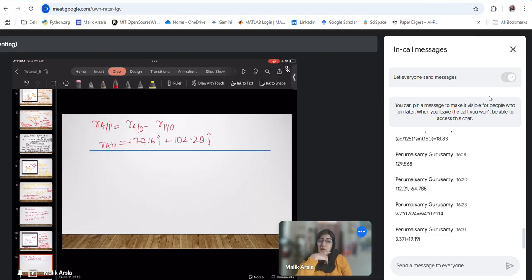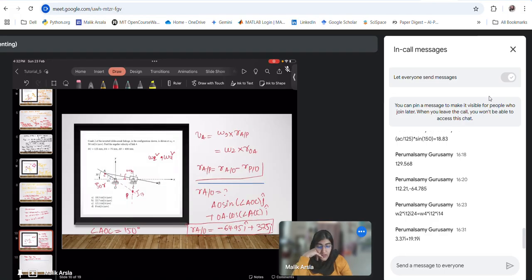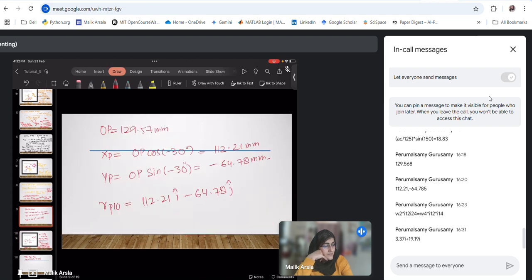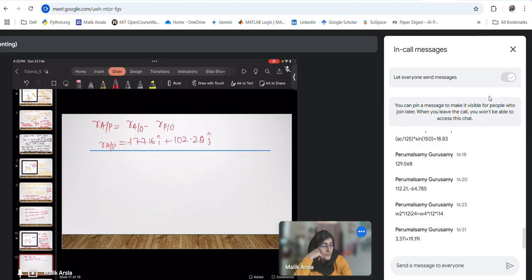Now, okay, you are making some mistake. Your value is coming out to be less. It's RAO minus RPO. So don't do it in the opposite direction. So RAO minus RPO. So it will be minus 64 point something minus this 112. Okay. So this is coming out to be RAP.